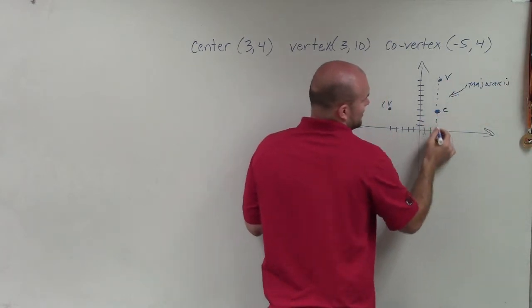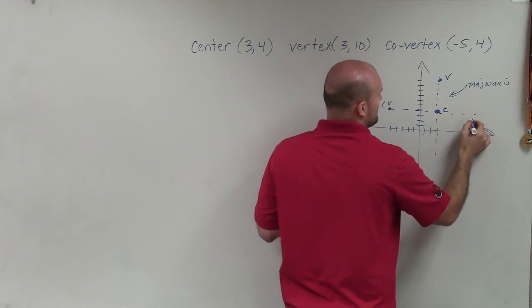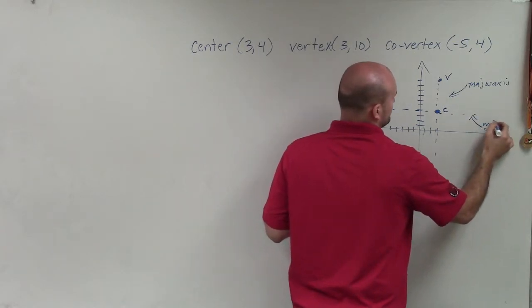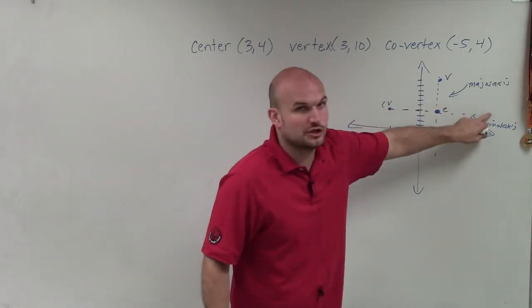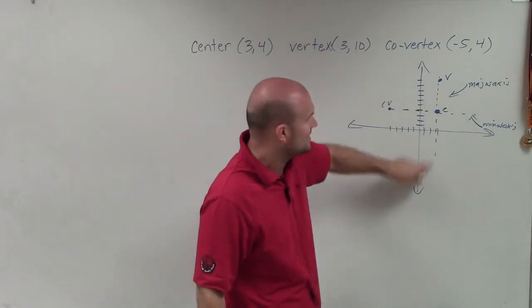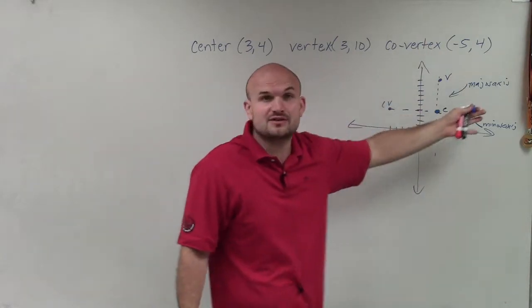Obviously, if I went all the way down. And then here is my minor axis. Okay? Because it'd be a co-vertex, and then there's another co-vertex over here. There's another vertex down here. And that's going to create your major axis. So therefore, you can see the major axis is vertical.